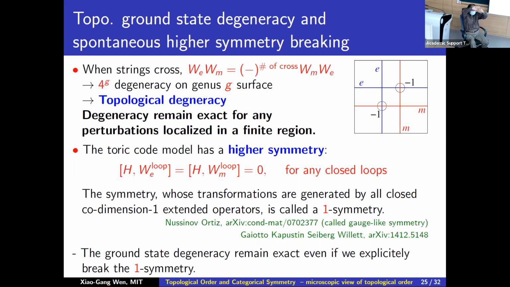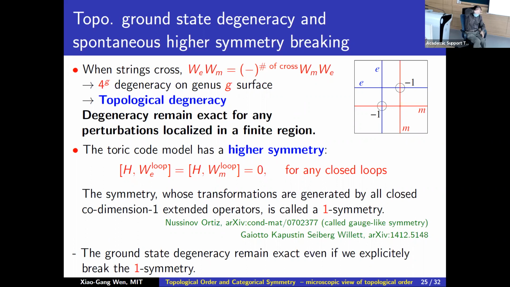Remember, if both strings are contractible, then either they have no intersection or they have two intersections. There's no way to have one intersection. But when both strings have this non-contractible topology, you can have a situation with one intersection. It's very special. That means these two string operators anti-commute, but both strings commute with the Hamiltonian. So the Hamiltonian commutes with the two operators, and these two operators anti-commute.